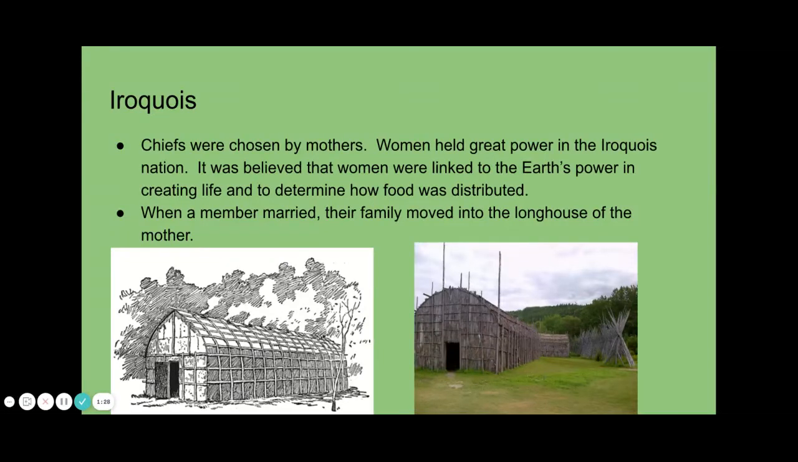Chiefs were actually chosen by mothers. Women held great power in the Iroquois nation. It is believed that women were linked to the earth's power in creating life and determined how food was distributed. When a member married, the family moved into something called a Longhouse, okay? And that was actually where their mother lived too.